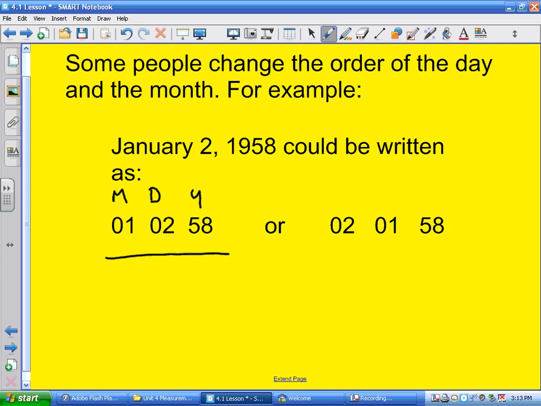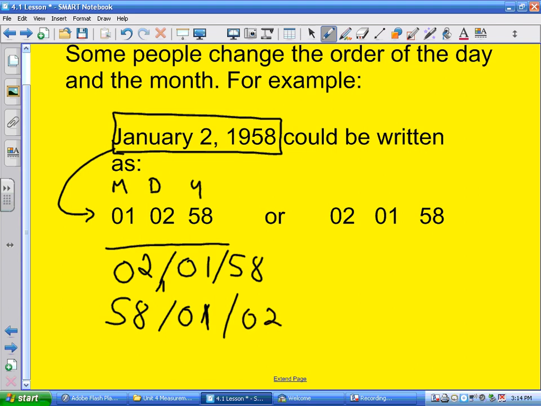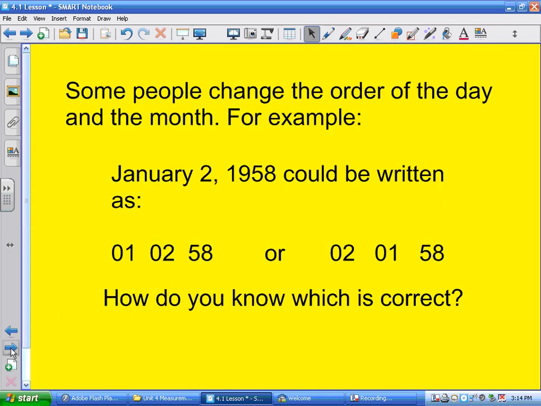This is the date here, and it has been written like that. Is it correct? No. What should be written? It should be day, month, year. Or year, month, day. It could be 58, 01, 02. So it can be either way. This is the proper way, and you can see right here there's the correction.